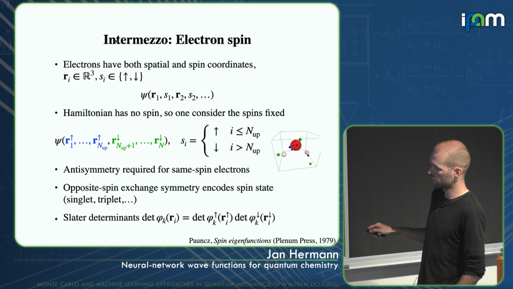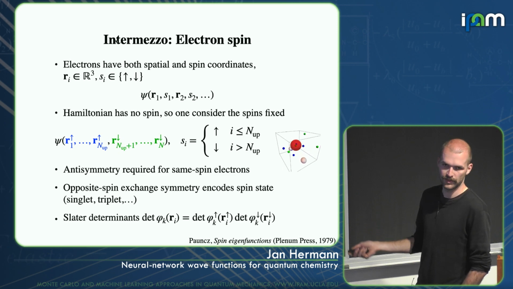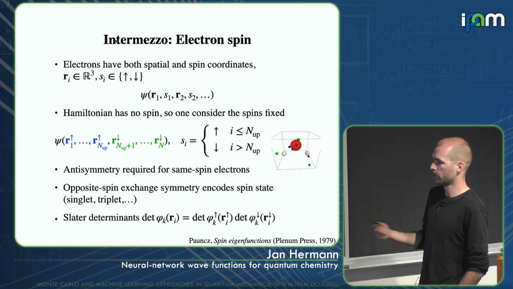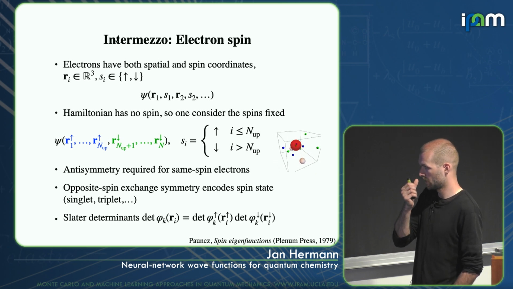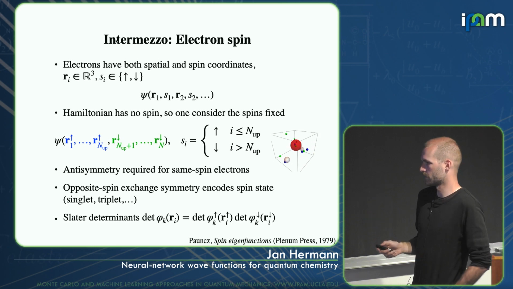It turns out that what happens when you exchange up for down reflects the spin state of the molecule, but you don't have to consider that explicitly. That just labels different electronic states, essentially. That's one way to look at it.